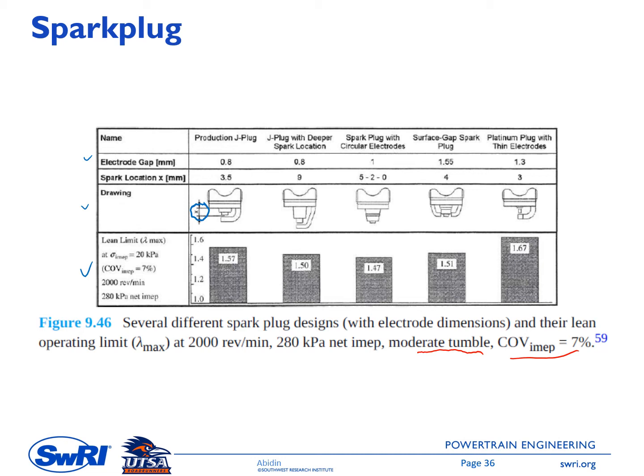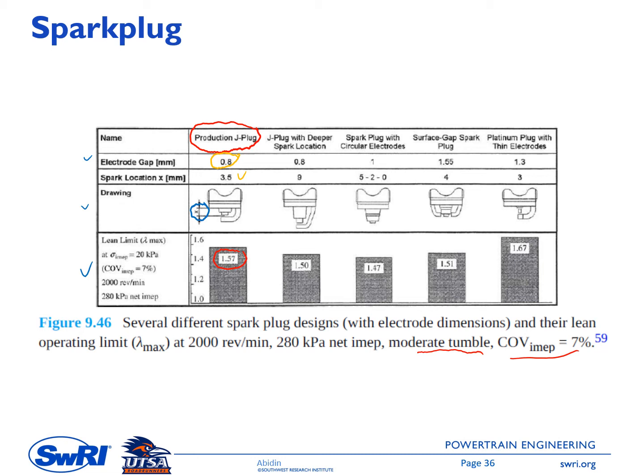On the first spark plug design here, we have what is called the J gap spark plug. This is the most popular design of spark plug. You can get it easily in any car shop. Usually this J gap spark plug has an electrode gap of around 0.8 millimeter, and the spark location X is 3.5 millimeters. This spark plug design has a lean limit of 1.57. This is lambda.